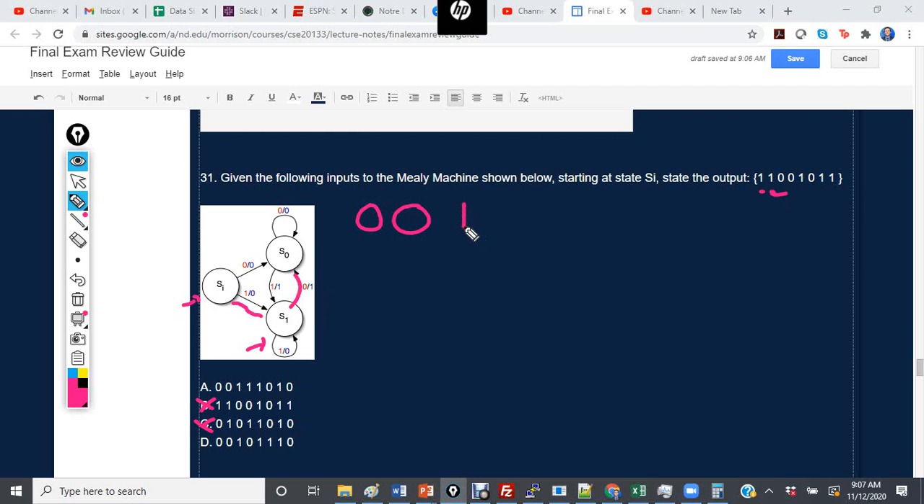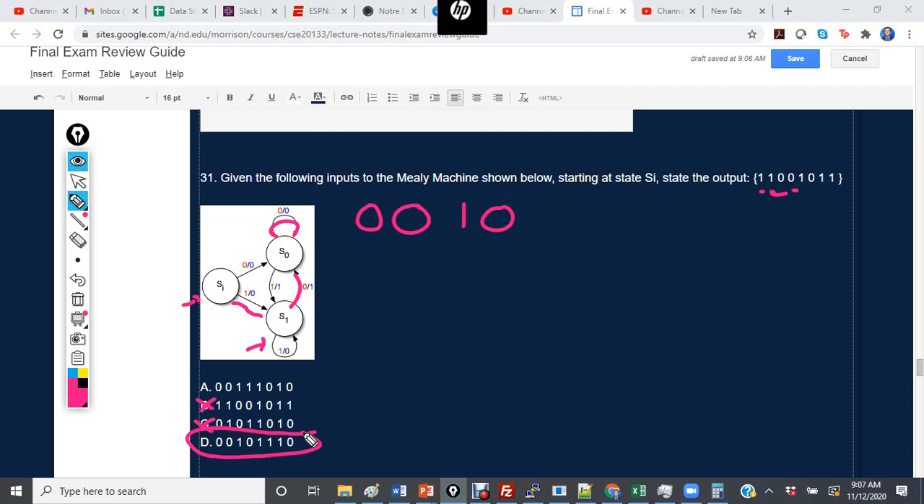Then we have another 0. So we go along this edge, and the output is 0. So at this point, we can already derive that the answer is D. But let's continue in the event I were to have something that was really close on the exam.